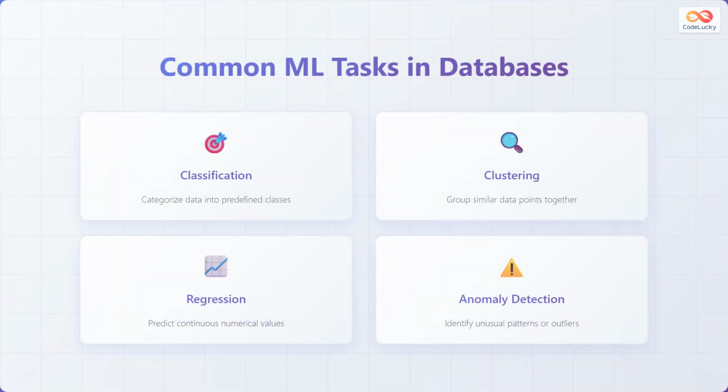Machine learning in databases supports various tasks, including classification, which categorizes data into predefined classes. Regression, which predicts continuous numerical values. Clustering, which groups similar data points together. Anomaly detection, which identifies unusual patterns or outliers.